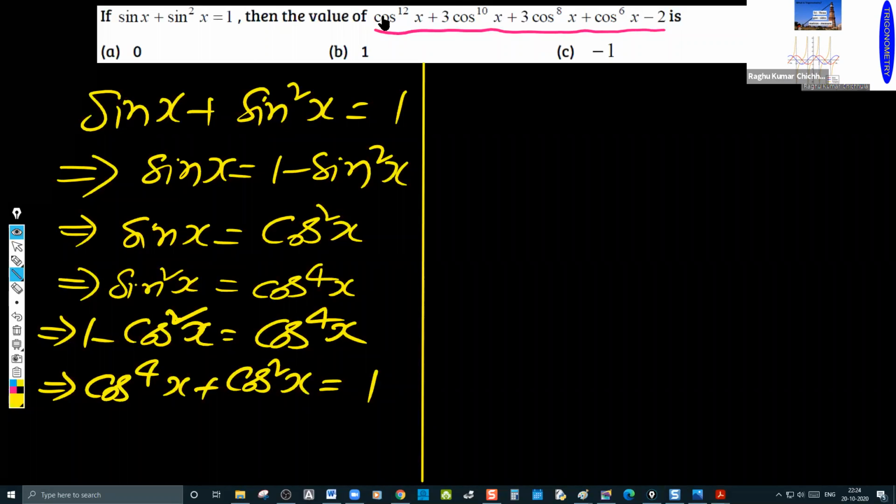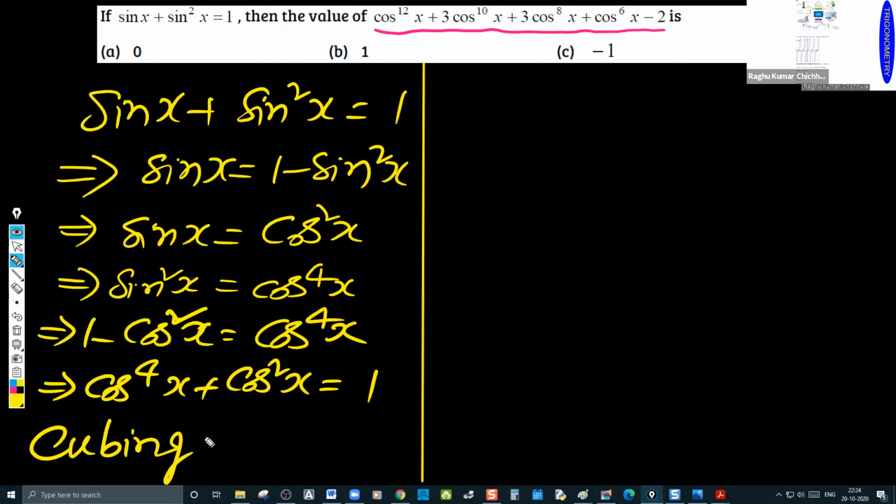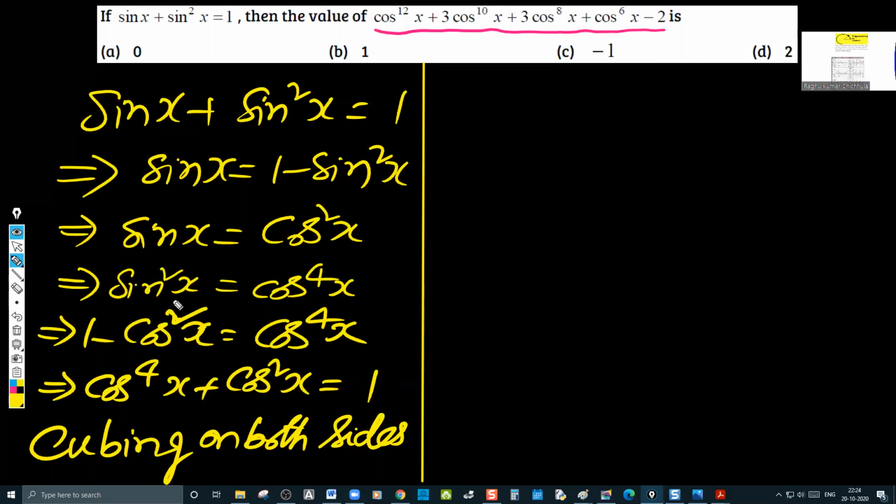But what is it that we require? We require this. Just check the given expression there. Cos x whole power 12 is there. To get to 12 here, what is to be done, Bhavi? Power 4 is to be made as power 12, no? So 12 by 4 is 3. That is why we are cubing on both sides. Maurya, are you there? Yes, sir. Now come on, tell me the cubing on both sides.